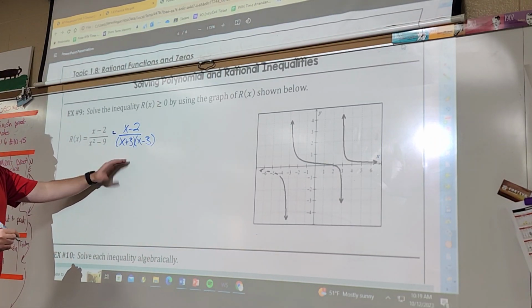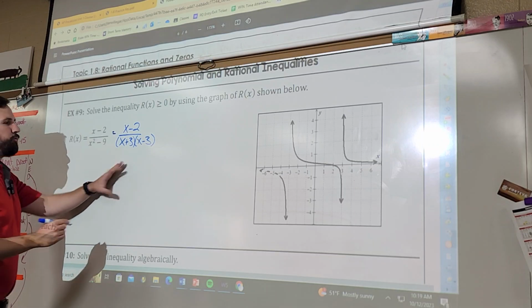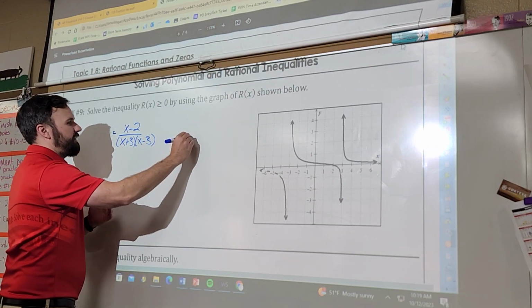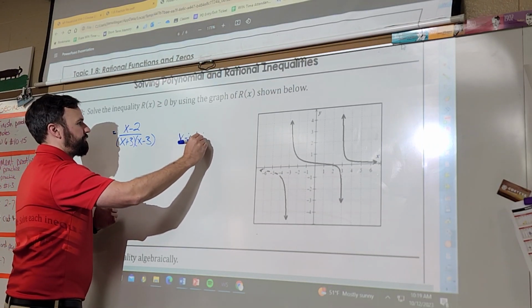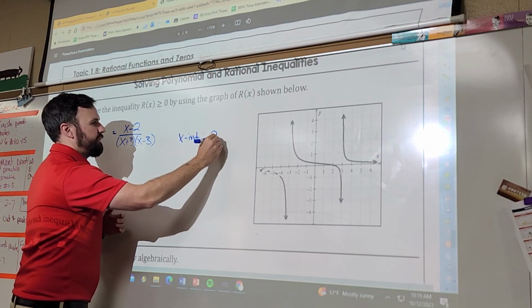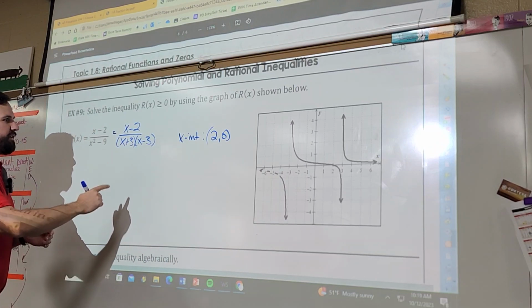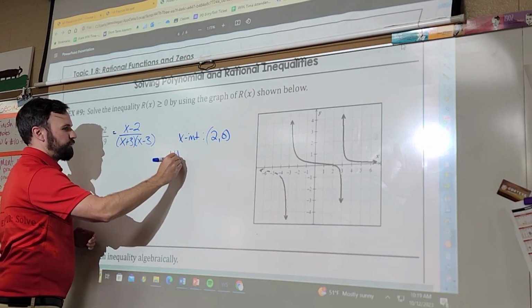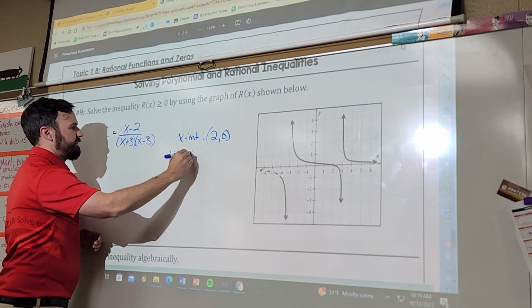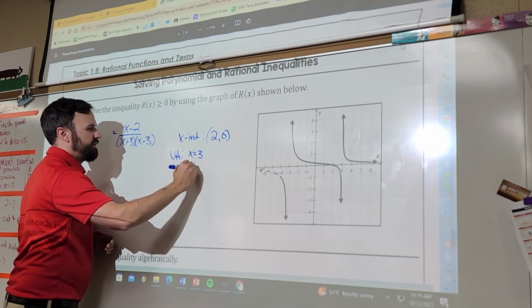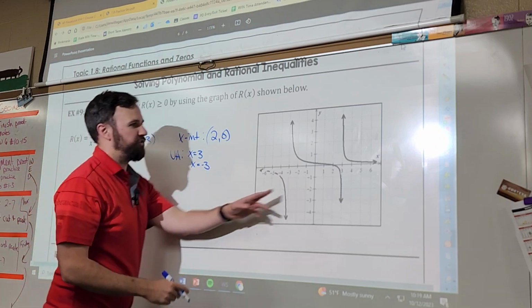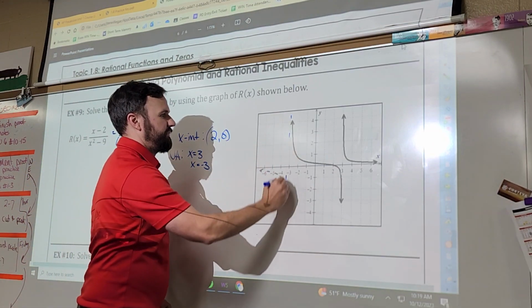So what are my key points here? I have an x-intercept at what? 2, 0. Does that match? Good. And then I have 2 vertical asymptotes, right? At x equals 3. And does that match our graph? Yeah.